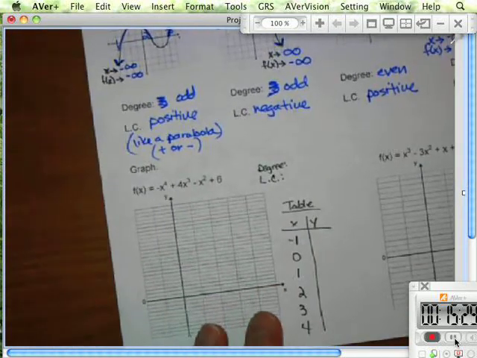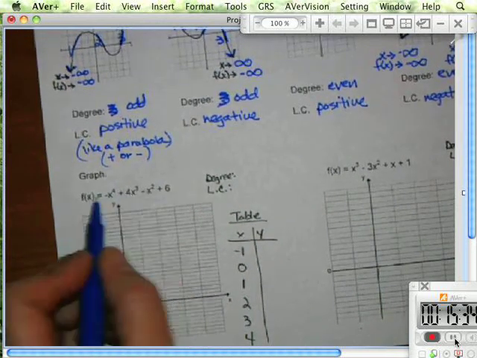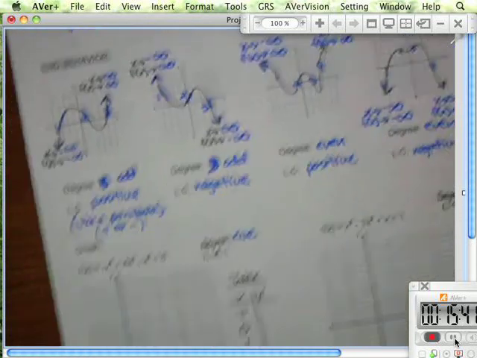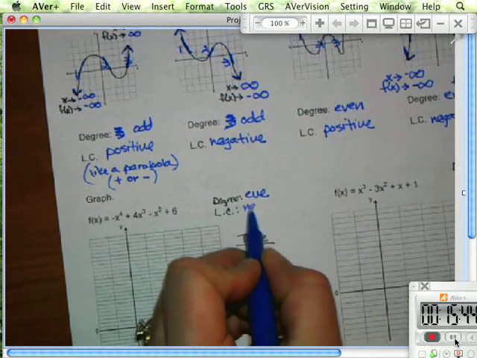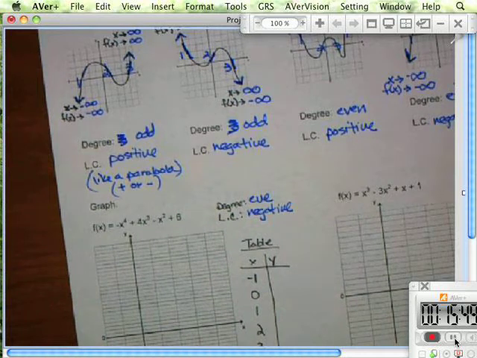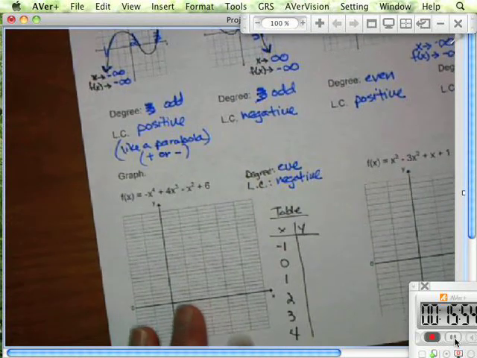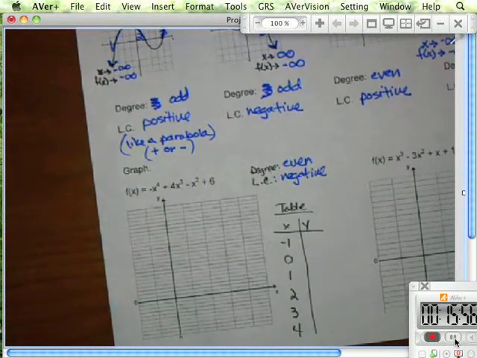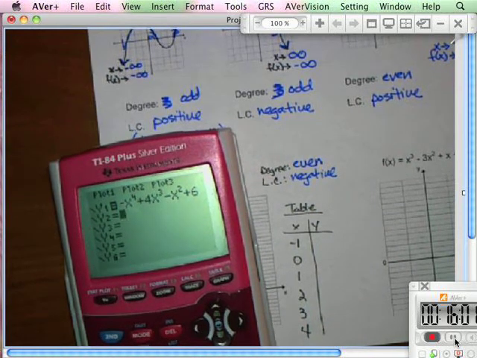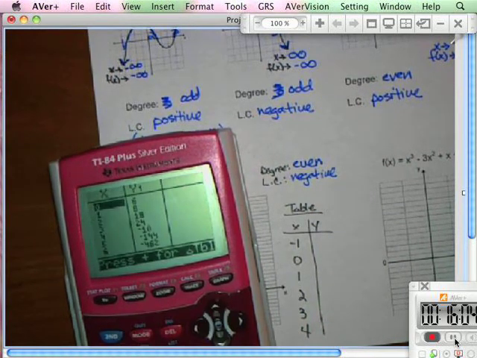Okay, now let's graph here. I'm not going to spend too much time on this. All I really want you to do is notice that the degree is even. So it's going to be one of these kind of funky looking graphs, it should be. And leading coefficient is negative. Okay, so that means that it's going to be facing down. And all I want you to do is to put these on the calculator. And I already did put this on my calculator as y equals. And I'm going to go to the table and get some values here. So I want you to fill in these values.